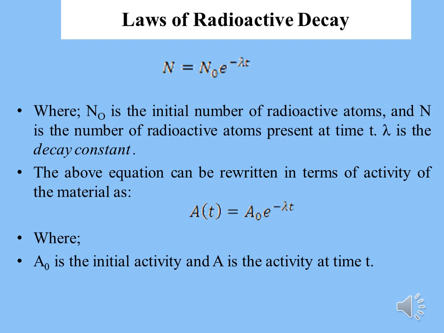As in the equation, the number of radioactive nuclei, N, available after time, t, is equal to the original number, N0, of nuclei multiplied by the exponential e to the power of minus lambda times the time, t, where lambda is the decay constant. The above equation can be rewritten in terms of activity of the material by substituting the activity A instead of N and the original activity A sub 0 instead of N sub 0 in the above equation.